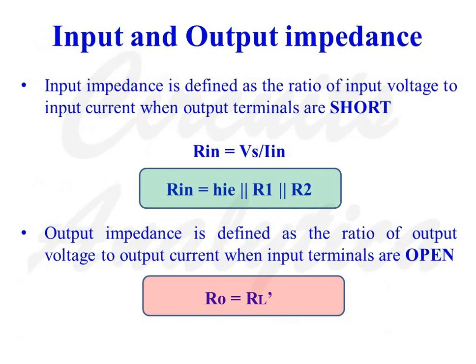Input and output impedance. Input impedance is defined as the ratio of input voltage to input current when output terminals are shorted. So we will get Rin is equal to hie in shunt with R1 in shunt with R2. We will get input impedance Rin is equal to hie parallel to R1 parallel to R2. Output impedance is defined as the ratio of output voltage to output current when input terminals are open. So we will find that output impedance R0 is equal to RL dash.